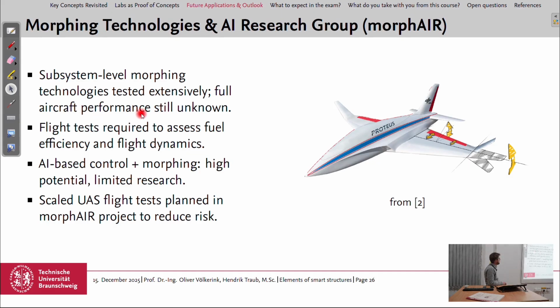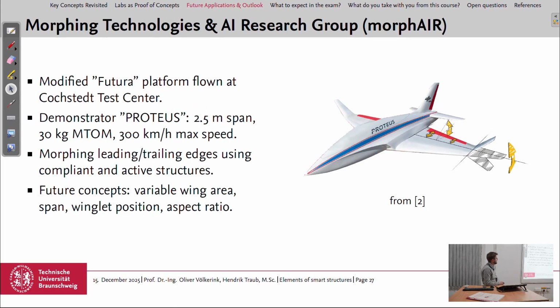So the full aircraft performance was still unknown, and the MorphAir group formed, combining AI-based control and morphing, and they used the scaled unmanned aerial system which was then modified for flight testing. I think the flight testing is not yet done, but the structure is built. They modified the so-called Futura platform and flown it at the Kochstedt Test Center.